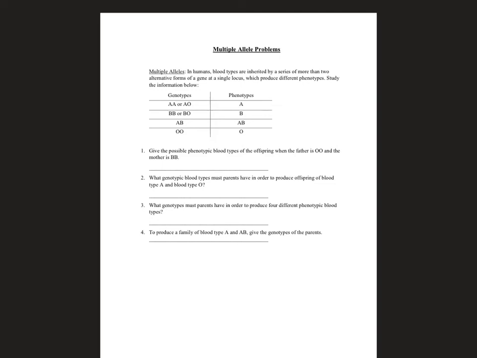Okay, guys, so here are the multiple allele problems from your genetics problems packet. You should have this in front of you. We're just going to do basic monohybrid crosses, so single trait Punnett squares, but using several alleles instead of just one. So number one, we're going to give the possible phenotypic blood types of the offspring when the father is O, and the mother is BB. Remember, phenotypic is what the blood type is, what's the outcome.